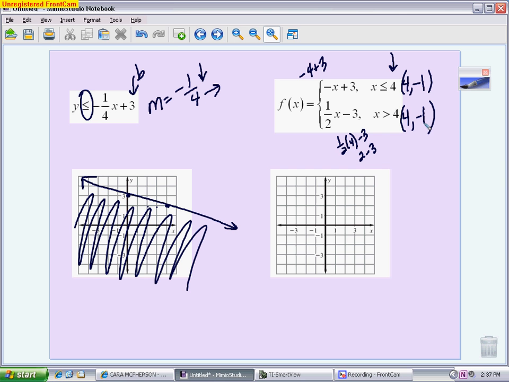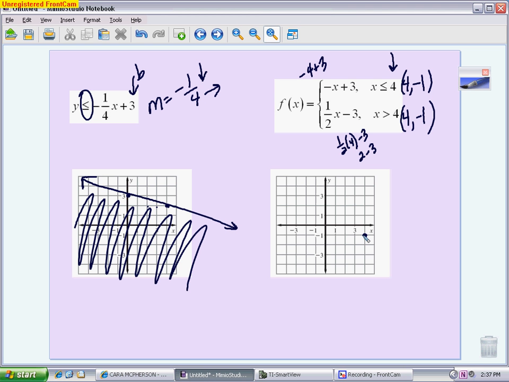Since you get the same number, what that's telling me is there's not going to be a gap in this graph. One of the rays stops at the exact same spot that the other ray starts. And because of that, you don't have to worry about open versus closed circle. It will only be 1 point at (4, -1).